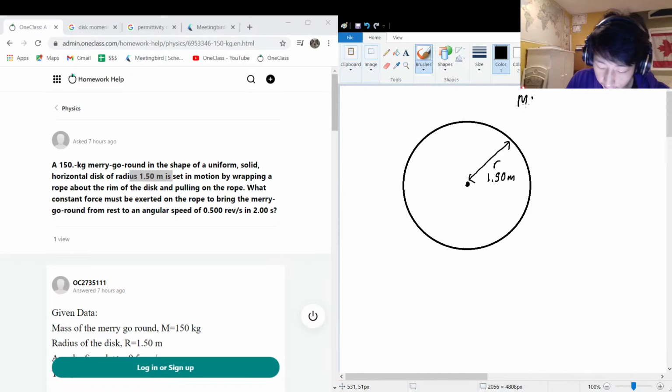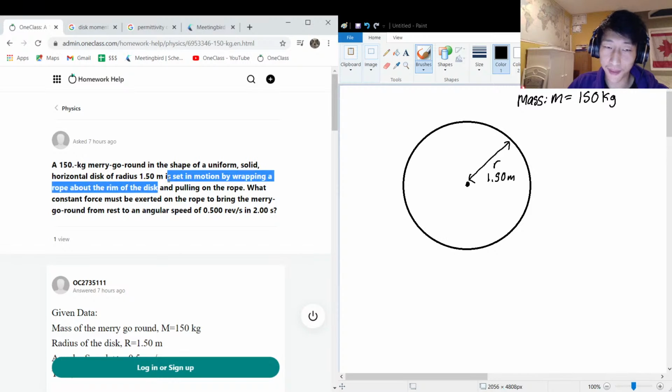The mass, let's call that M, is equal to 150 kilograms. It's pretty heavy. Heavier than me. But that's kind of expected because, you know, merry-go-round. And I guess we're going to ignore the mass of the rope because that would change things. But it doesn't mention it, so I'm going to assume that we're allowed to ignore it.